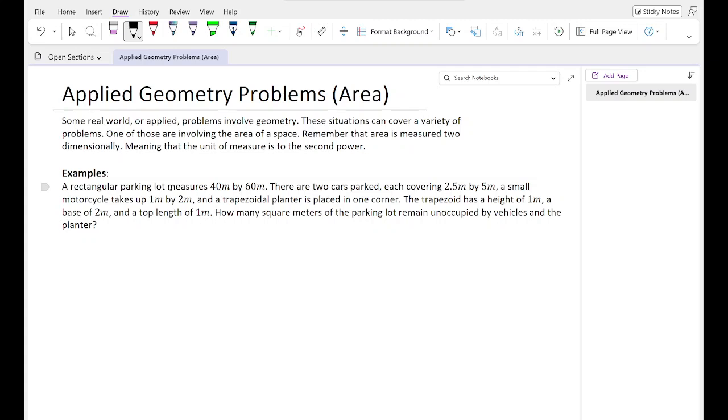A rectangular parking lot measures 40 meters by 60 meters. There are two cars parked, each covering 2.5 meters by 5 meters. A small motorcycle takes up 1 meter by 2 meters, and a trapezoidal planter is placed in one corner. The trapezoid has a height of 1 meter, a base of 2 meters, and a top length of 1 meter. How many square meters of the parking lot remain unoccupied by vehicles and the planter? So there's a lot going on here, so we need to take it piece by piece.